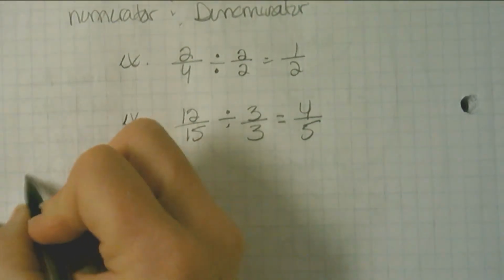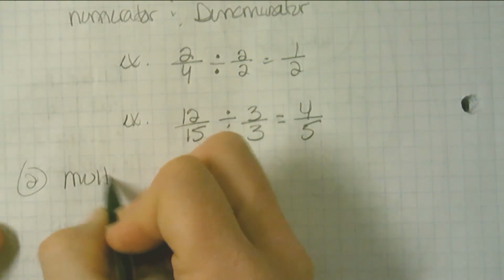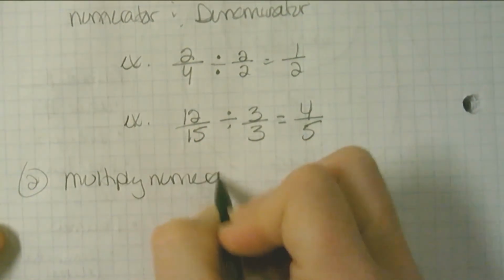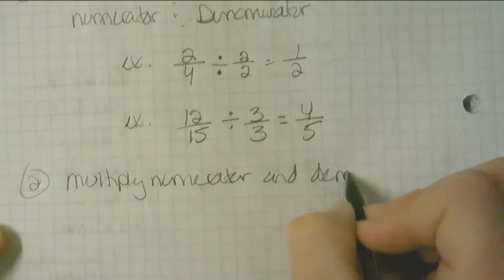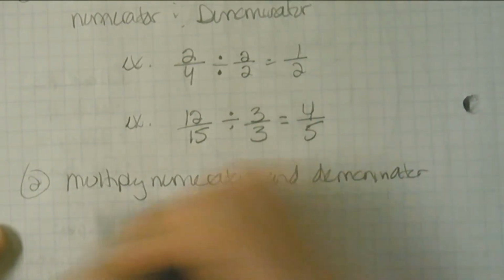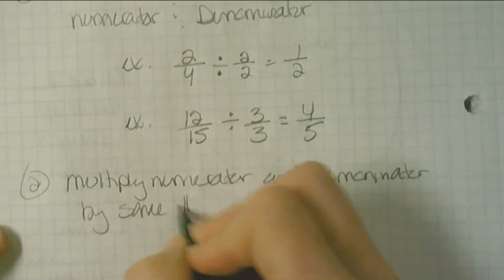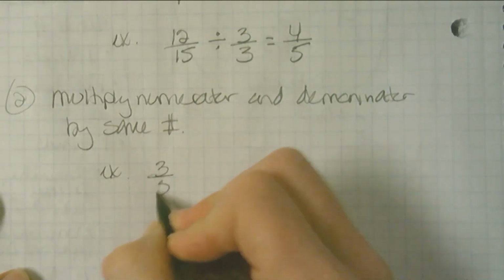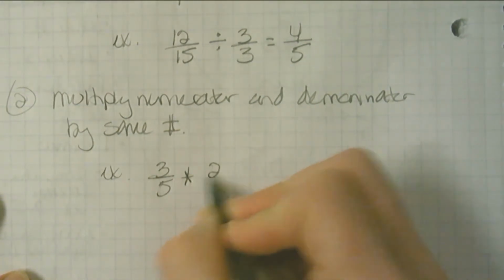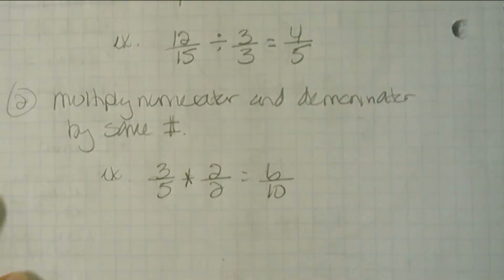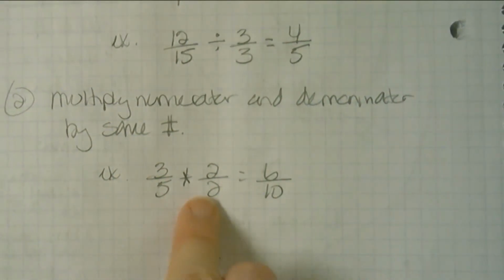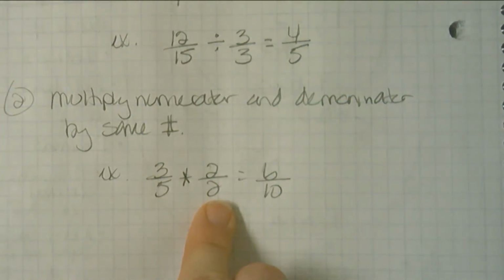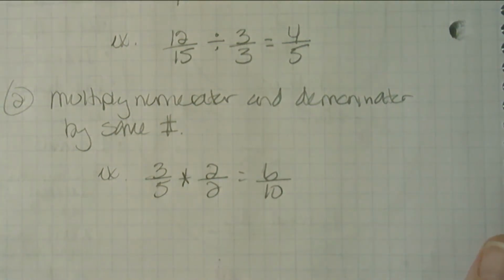Okay. The second way is to multiply numerator and denominator by the same number. All right, so if I have 3/5, I could multiply 3/5 by 2 over 2 and get 6/10. If you notice, I'm showing multiplying the numerator and the denominator by the same number. Questions so far? Okay.